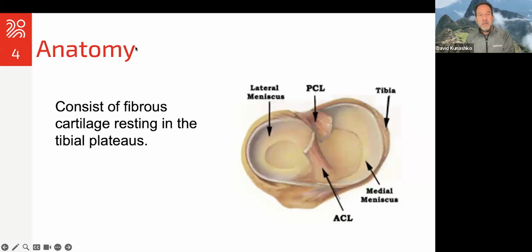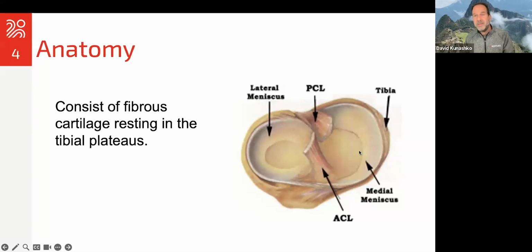Okay, so the meniscal cartilage is a fibrous type of cartilage. It rests and is physically attached to the tibial plateaus. You can see here the lateral meniscus and the medial meniscus. This is a superior view with the femoral condyles removed, and you can see the C-shaped curve.